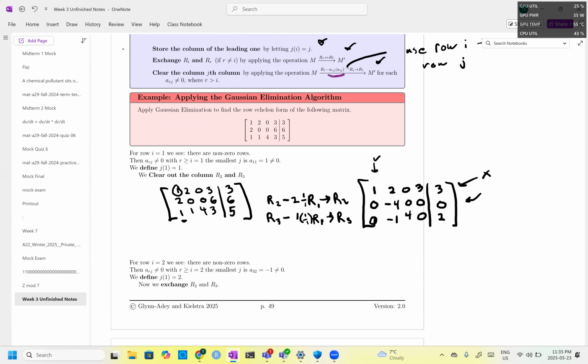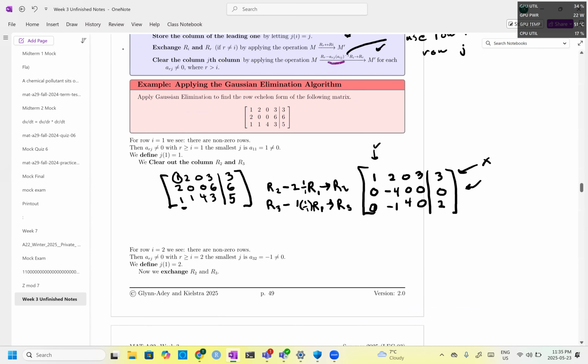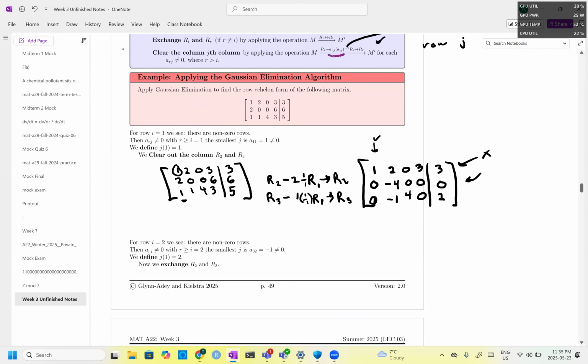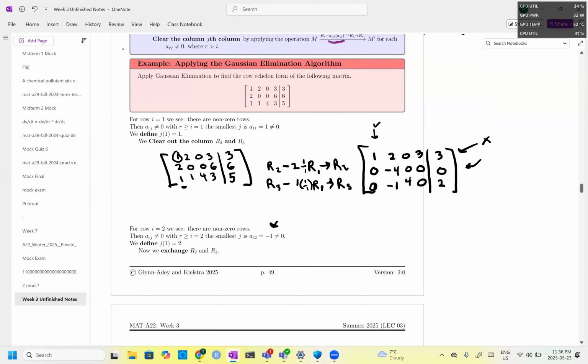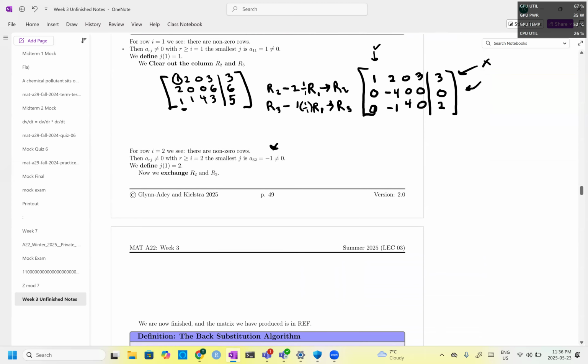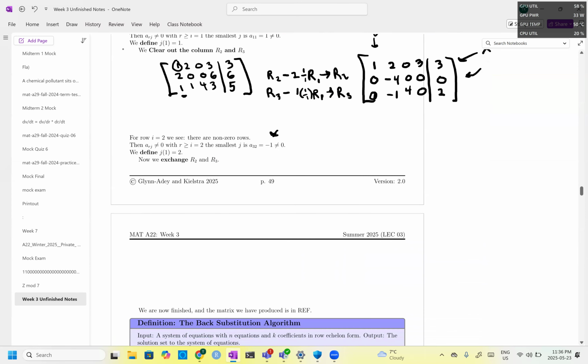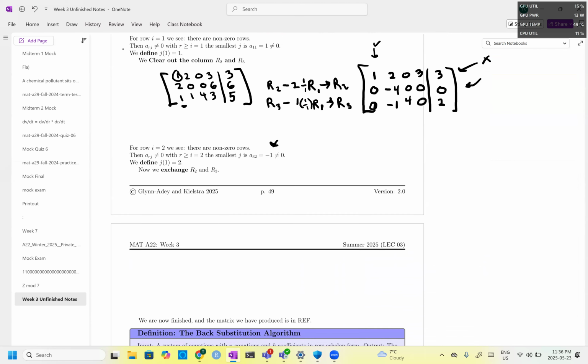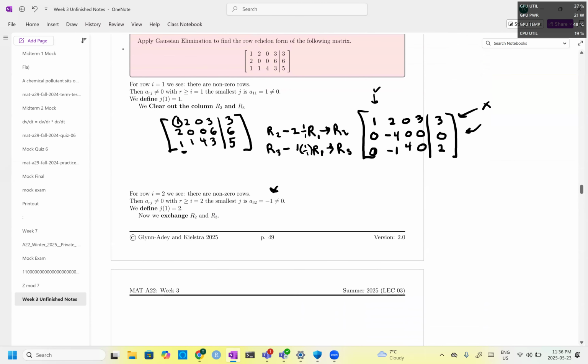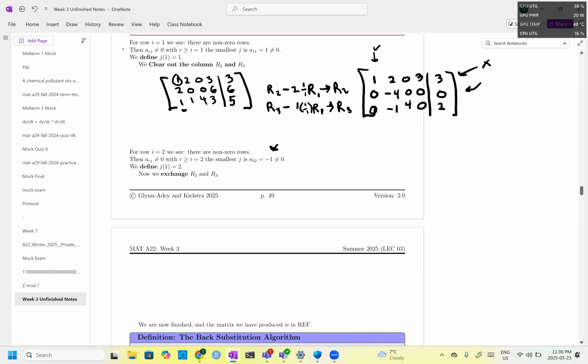minus 1. Okay. And here, what we're going to do is we're actually going to take minus 1 here. And that's the entry we're going to use. And we could use the 4 or we could use the minus 1. It doesn't matter. We're going to pick the minus 1 and we're going to exchange the rows. Okay. Exchanging the rows gives the following matrix.